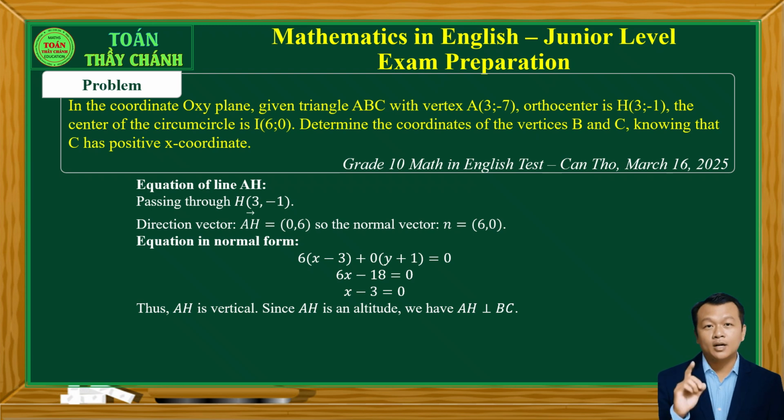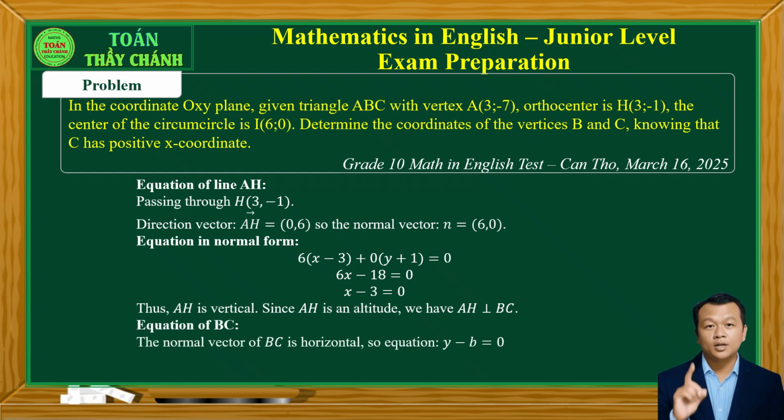Since AH is an altitude, it must be perpendicular to line BC. Hence, line BC is horizontal, and its equation can be written as y - b = 0. Next, let point B lie on line BC with coordinates (x1, b). Similarly, let point C lie on line BC with coordinates (x2, b).